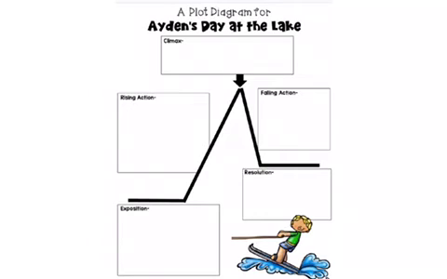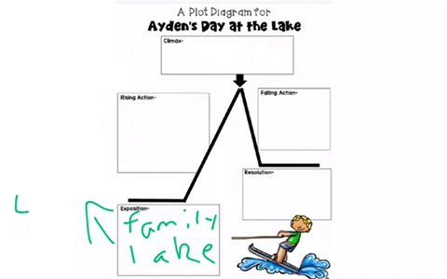Okay, so you have read Aiden's Day at the Lake. What we're going to do is figure out what happens in these different parts of the plot. Remember, the exposition is the beginning. So what is happening at the beginning of the story? Aiden's family goes to the lake. And the big thing is that Aiden wants to learn to water ski. I'm not writing all of this out just because I don't have the room to.